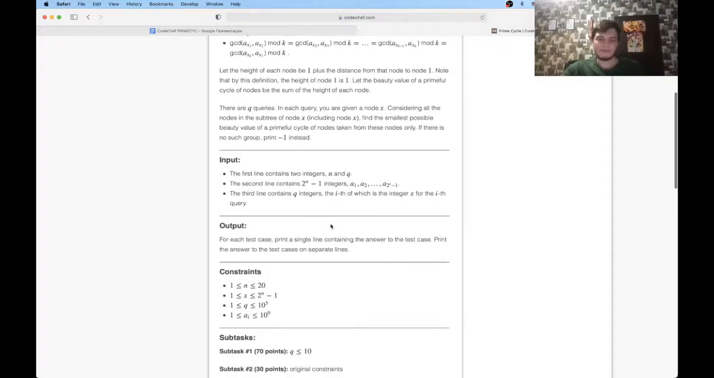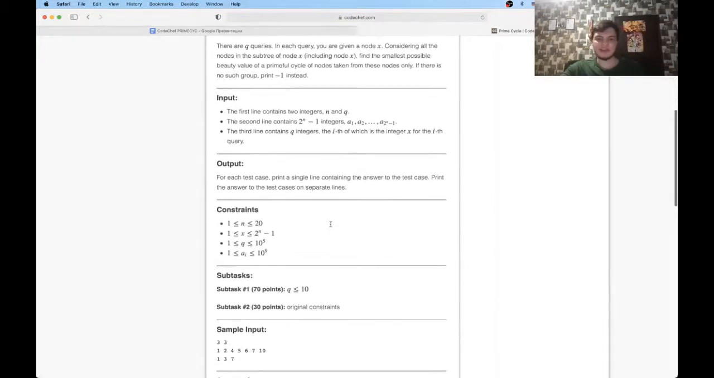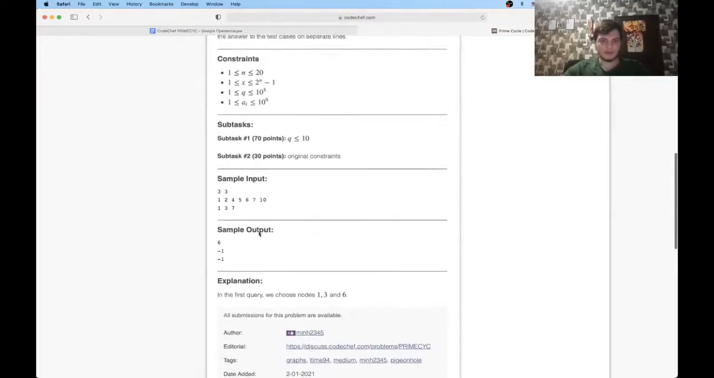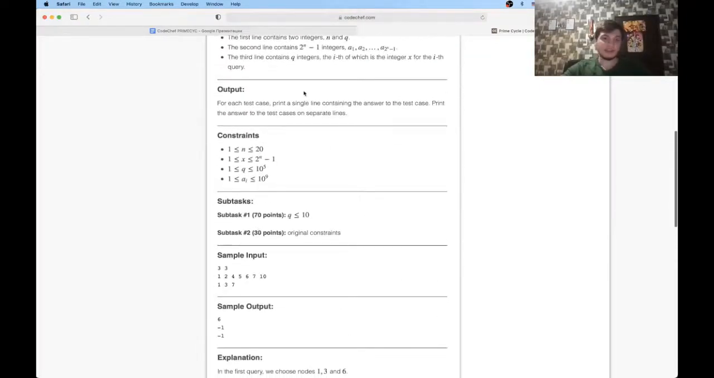So that's pretty much the problem statement. You can check out the constraints. There are only 2 subtasks, and they were different based on the number of queries. You always have quite a lot of nodes, and you can see that the values are relatively large. Q, the number of queries, is up to 10 to the 5, n is up to 20, which means that overall we have around 1 million nodes. But that's pretty much the problem statement. Let's just go to the solution.